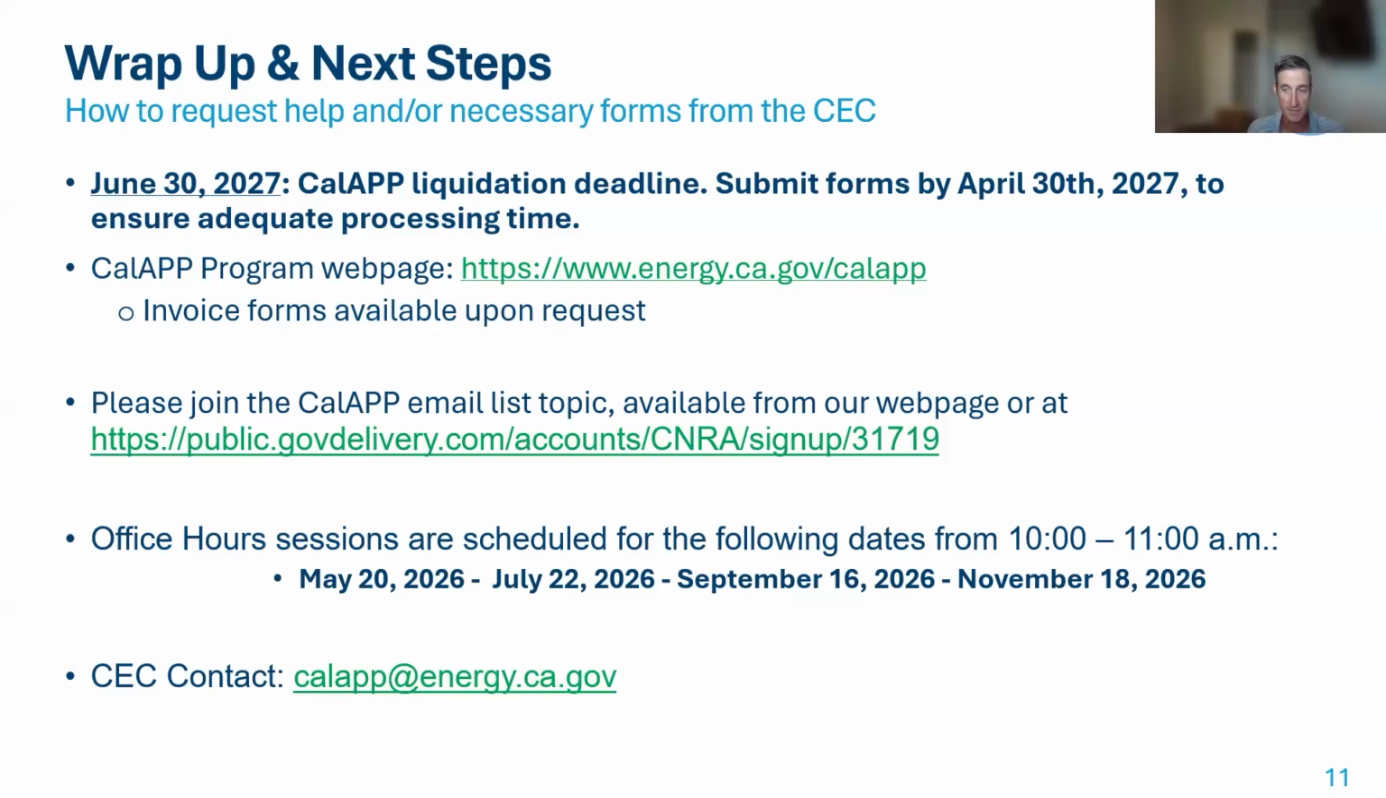The CalAAP webpage is a great reference point. You can find the original solicitation, answers to your common questions, and a tutorial video on how to invoice. Please note the webpage does not have the invoicing forms. Contact us at the email here if you need those forms or if you have any other questions.